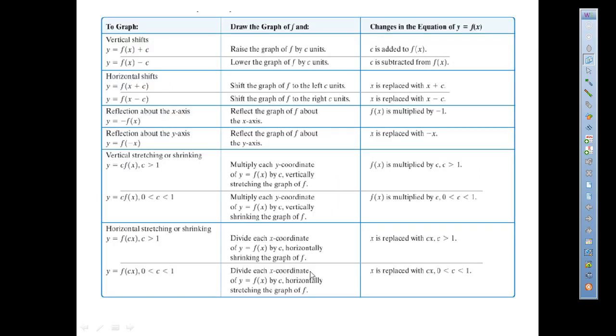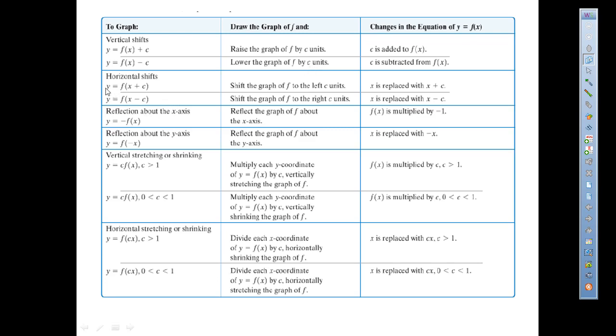Now, this table is in your book that you'll get whenever I'm able to give books out. And all we're doing here is talking about what the different transformations are. If you have y equals the function, whatever it may be, square root, x squared, whatever, and then plus c, it's going to raise the graph by c units. Same thing with minus c, it's going to lower the graph by c units, just changing the y values up and down.